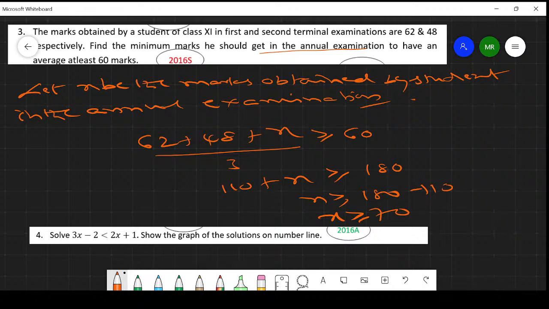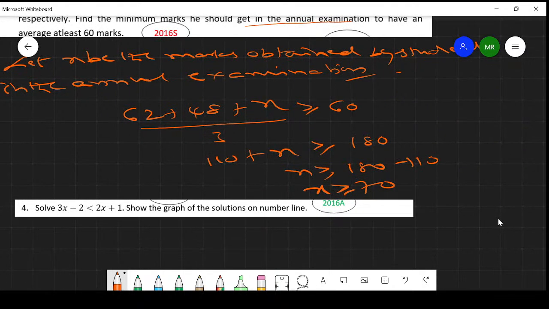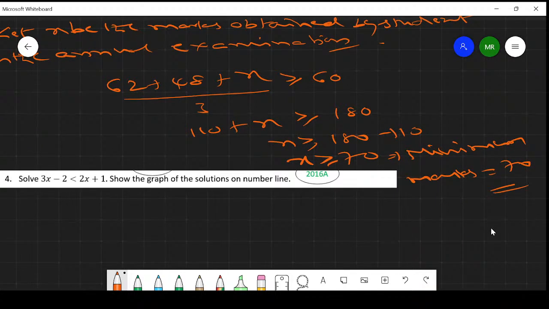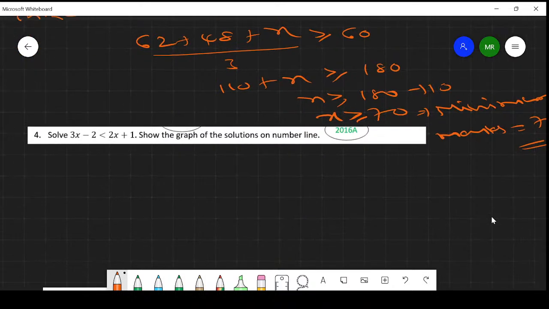Correct. The student must obtain a minimum of 70 marks. That you will find as the answer. You can write minimum marks is equal to 70. The conclusion I can write: the minimum marks you should obtain to get at least 60 marks is 70. Simple problem, important one.